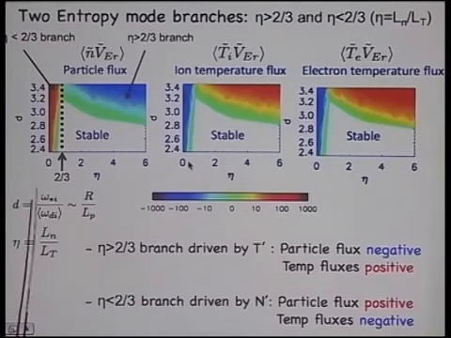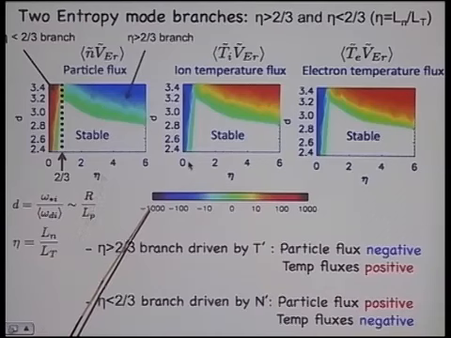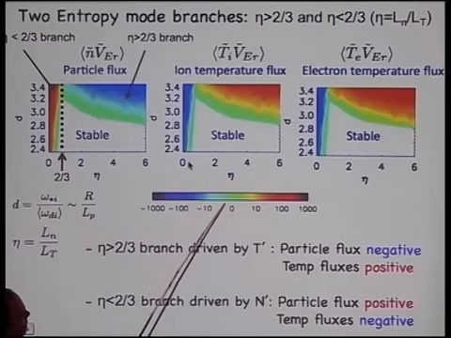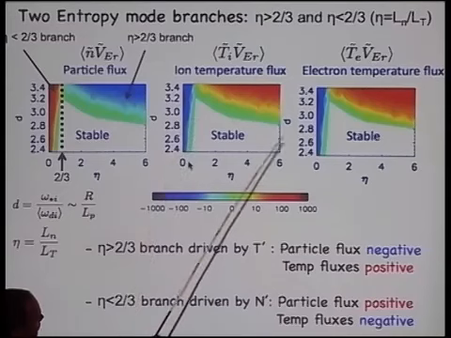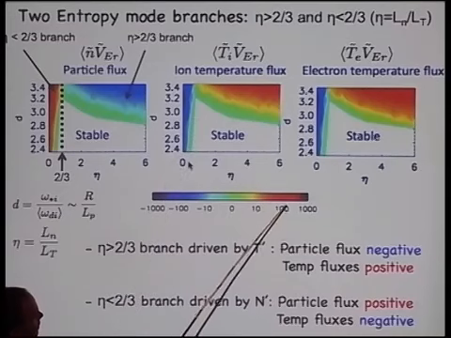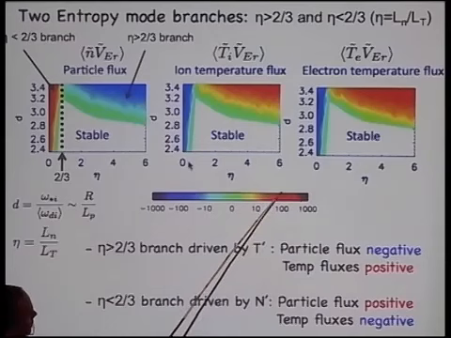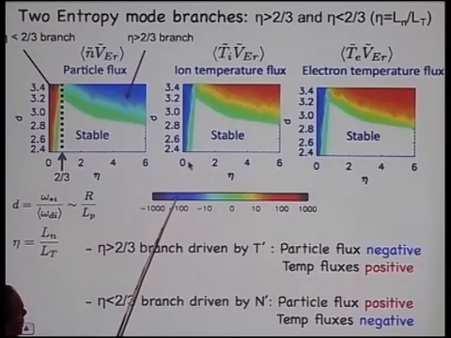Anyway, here's the interesting thing. The units are crazy here due to some poor choice of normalization, but the thing you need to know is, as far as these fluxes are concerned, these are GS2 turbulent results. Red is positive and blue is negative. So if you're in this color, that's about equal and opposite to this color.